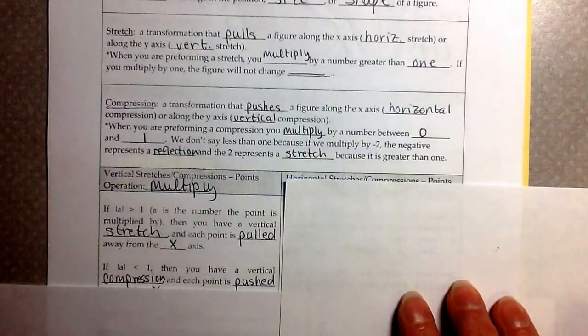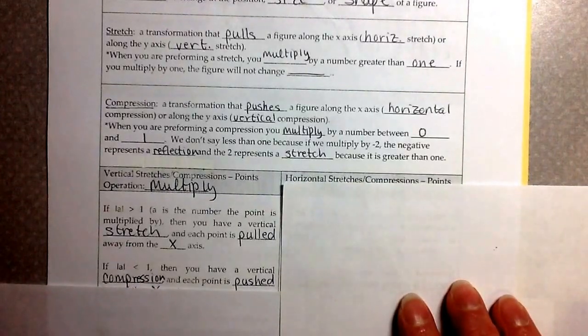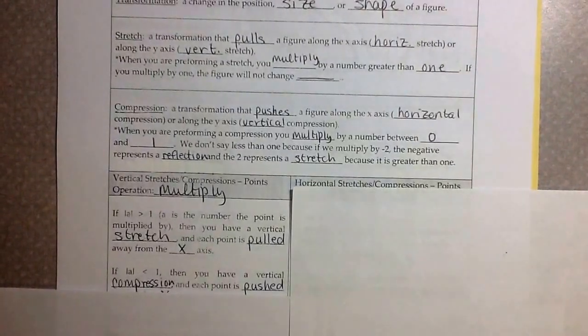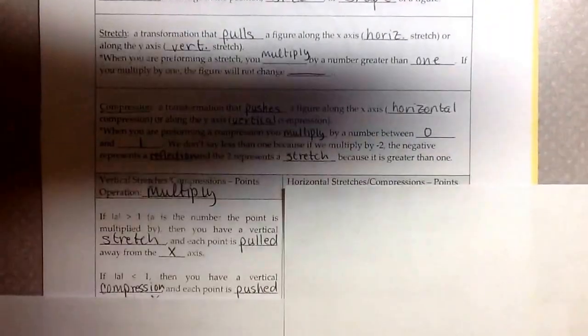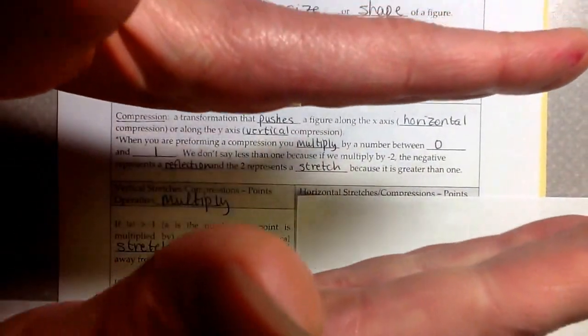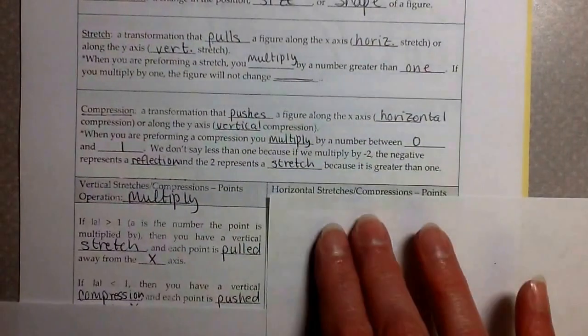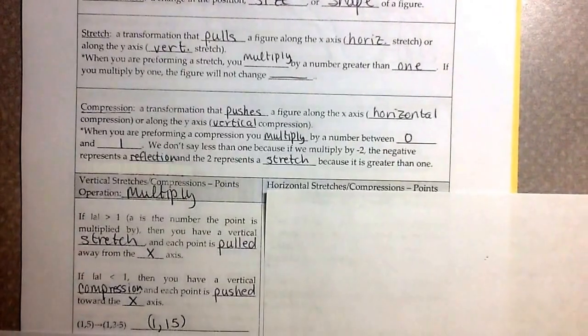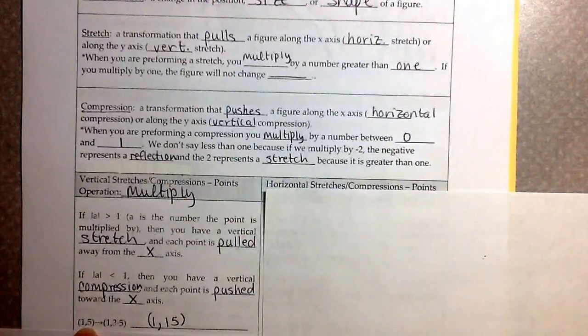If the absolute value of A is less than 1, you have a vertical compression. So it's going to push your points. A vertical compression goes like this, so it's going towards the x-axis. So this is how you show a stretch or a compression. The original point is (1, 5). The x stays the same and the y gets multiplied. I just chose the number 3. We're going to multiply 5 by 3, so that would give us 15.